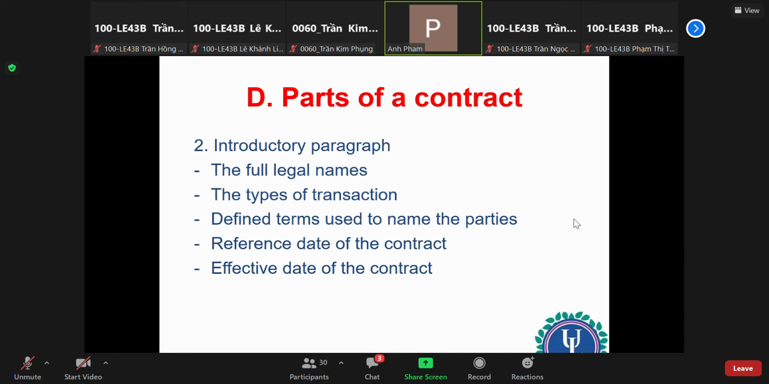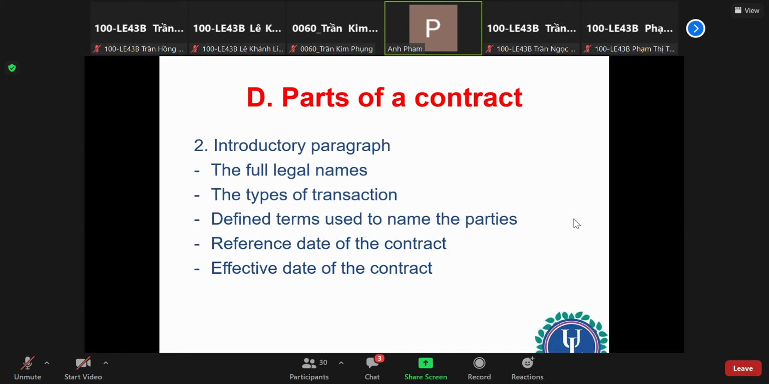authorities. For example, if it is in the industrial zone, the ERC will be issued by the management committee of the industrial zone. But if it is outside the industrial zone, the Department of Planning and Investments will issue the ERC, right? And you need to note that the legal names.